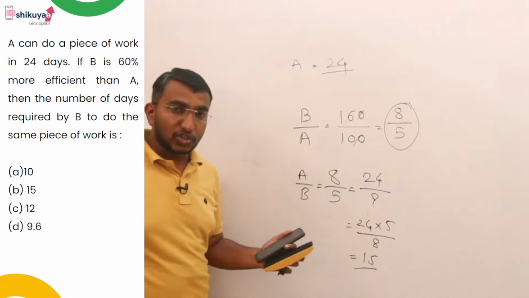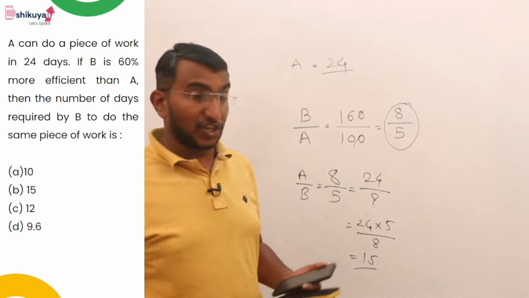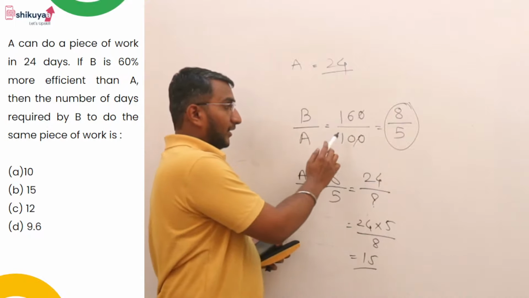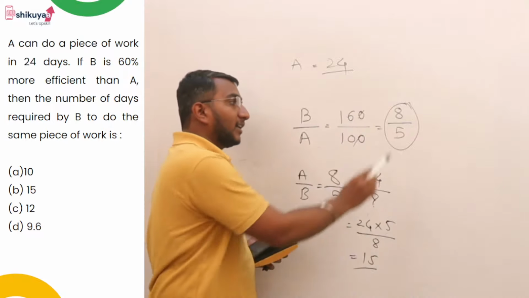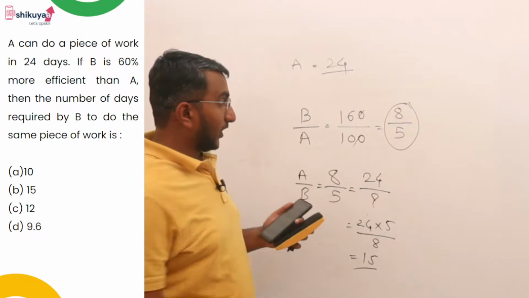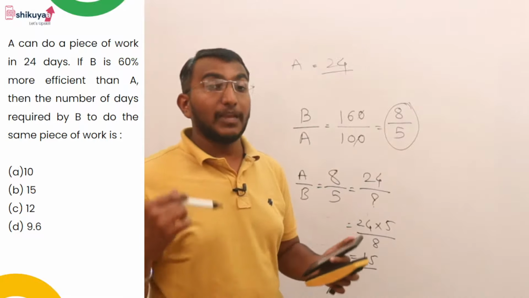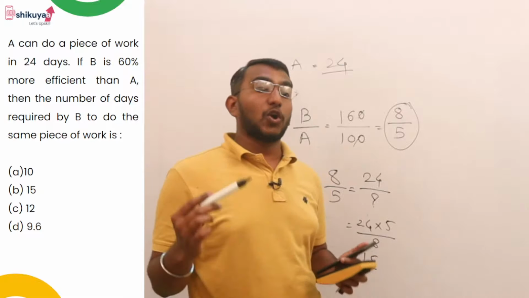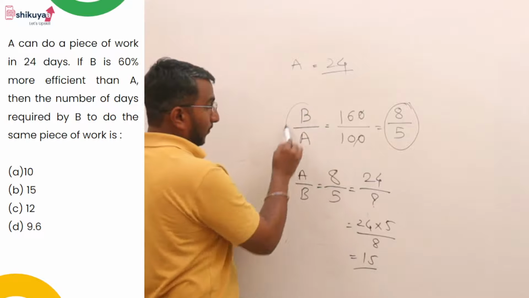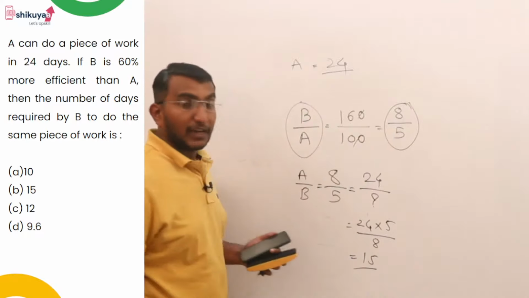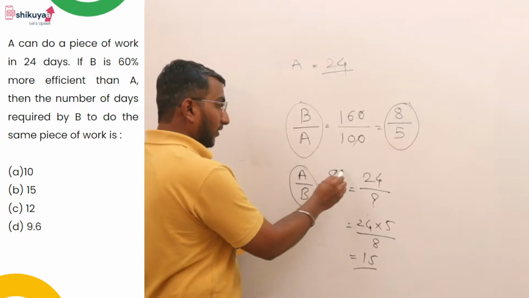Once again, I would like to quickly explain. They have given the efficiency of B as 60% greater. So I have just written down the ratio of rate of B to A, which is 160 upon 100. When I have converted it to the ratio, that is 8/5. But the ratio of number of days taken will be inversely proportional to the ratio of rate, or the ratio of efficiency. So as the ratio of B upon A is 8 upon 5, that is the ratio of efficiency, the ratio of days taken of A upon B will be 8/5.